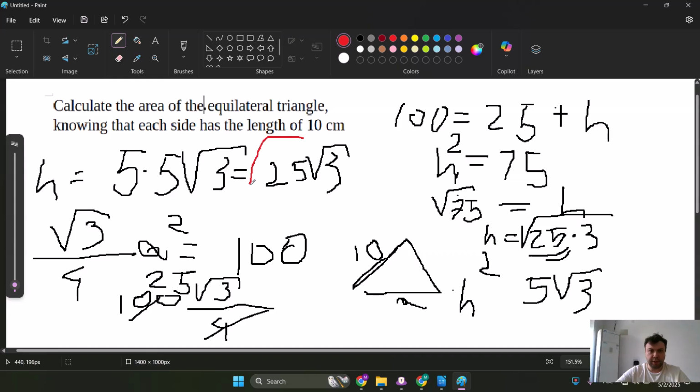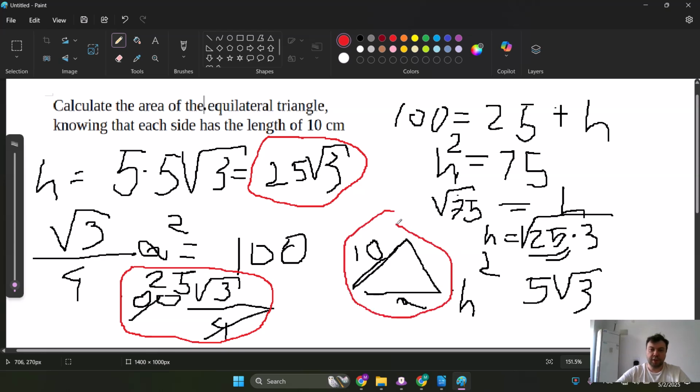That was the answer from the general formula, a half times base times height, or we can get the same answer from this equilateral triangle formula. So as you can see, you can use the equilateral triangle formula to calculate the total area of an equilateral triangle, but you can also use the Pythagorean theorem, and it will give you the same answer. So don't worry if you forget the formula, it's still possible to find the answer. Thanks for your attention.